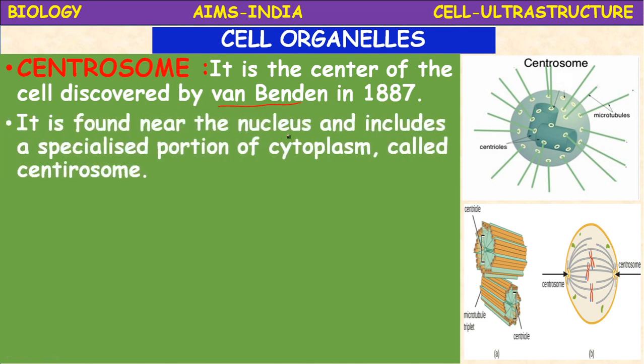It is found near the nucleus and includes a specialized portion of cytoplasm called the centrosphere. Here, this is the centrosome. On either side of the nucleus, these are the two centrioles. When they divide, they are called centrioles.